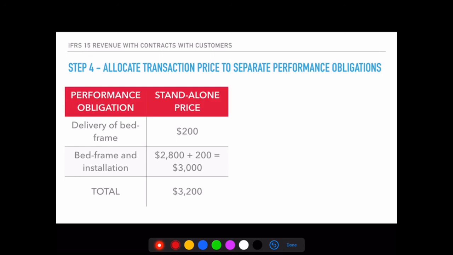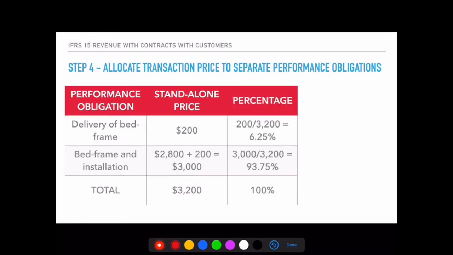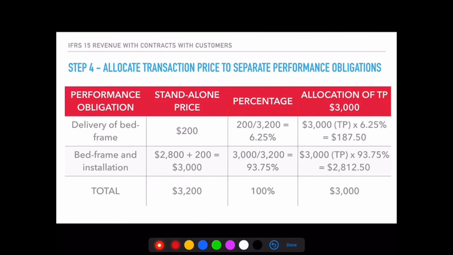So the sum of the standalone prices is $3,200, which is from the delivery price of $200, installation price of $200, and a similar bed frame would cost $2,800. The delivery is worth $200 of the $3,200, which is 6.25%. And the installation and the bed frame is worth $3,000 of the total $3,200, which will give us a percentage of 93.75%.